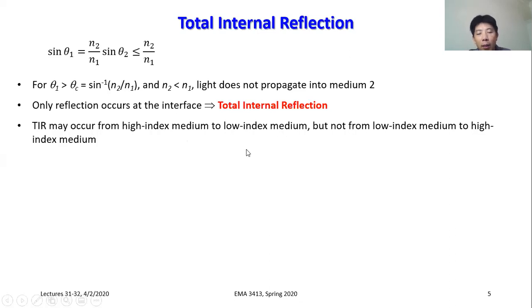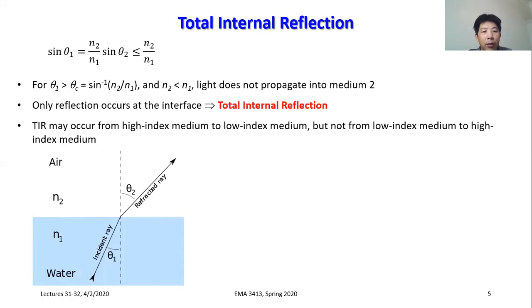Like if you have light going from air to water, water has high index, air has low index, air index is about 1, water is 1.3. So we don't have total internal reflection. But if you start the light from inside the water, and when it comes up, then it may be reflected backward instead of getting out. Okay, so this is the situation where we have total internal reflection. So this is being illustrated here.